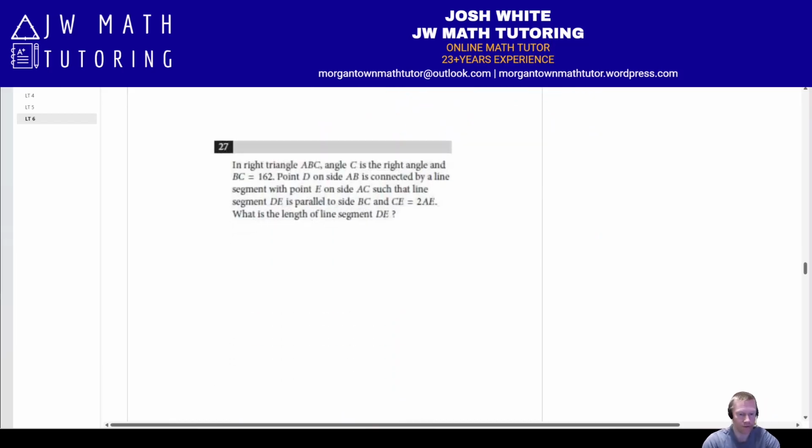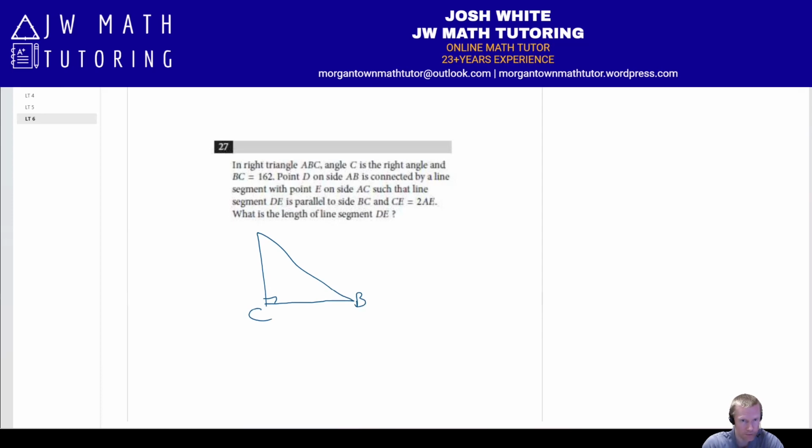Next up, we have question number 27. Here we have a right triangle, ABC. C is the right angle, so we'll put B here, we'll put A here. BC is 162. Point D on side AB is connected by a line segment with point E, sorry, D is on AB, I drew this backwards. E is going to be over here on AC, such that DE is parallel to BC. So these two line segments are parallel.